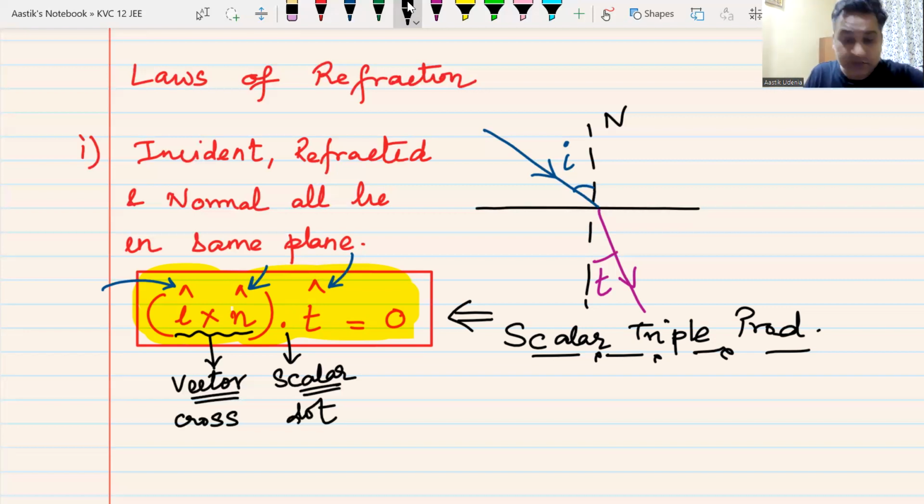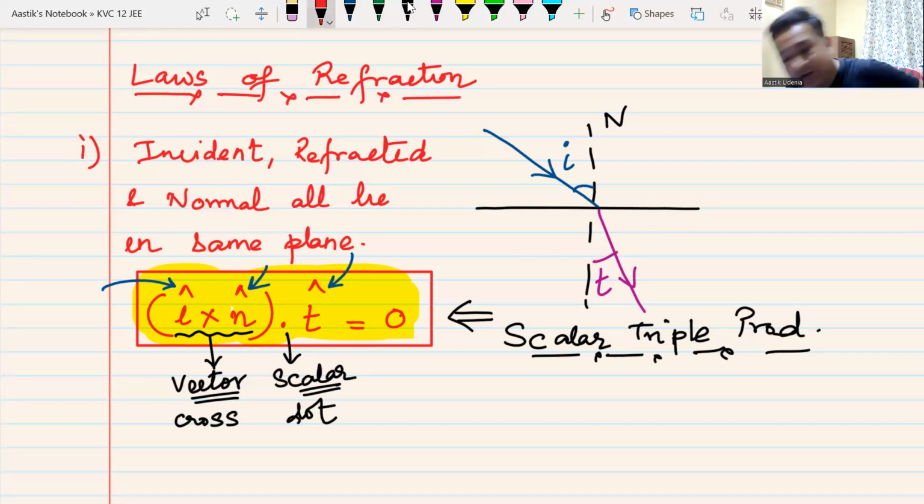So this is the 12th standard way of writing the first law of refraction. I could have written the law of reflection also like this, but I did not want to because that was in the very first classes, and if I had written it like this, you would have gone, "Ooh, what has happened?" So that's why I have delayed it and used it here.